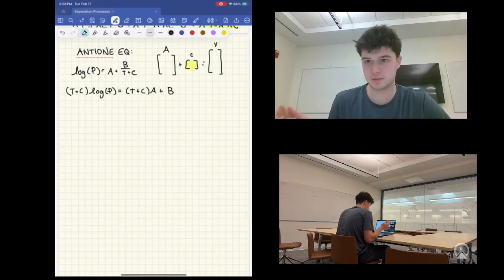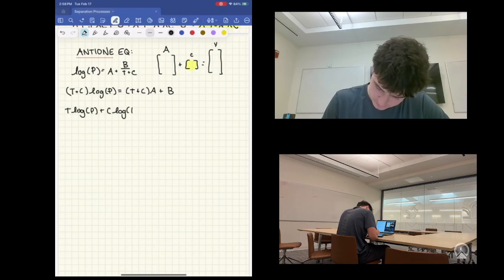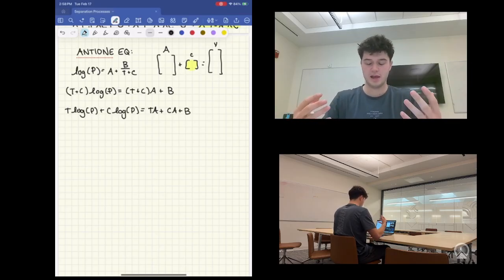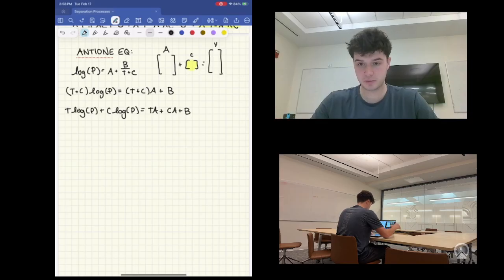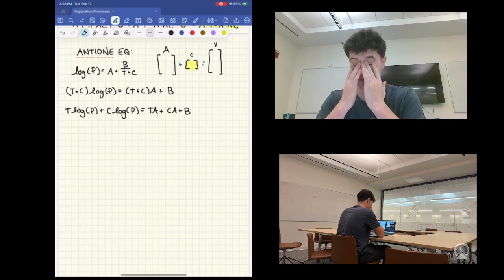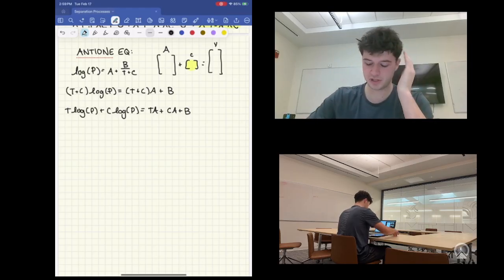Now, we will multiply all of this out. So you get T log of P plus C log of P is equal to TA plus CA plus B. Now, what we go from here is that when you pick your desired chemical, the values C, A, and B are not necessarily given, but they're not going to change. They're going to be the inputs, and the temperature and the pressure is what's going to be changing.